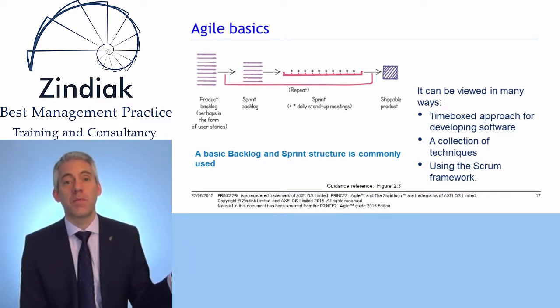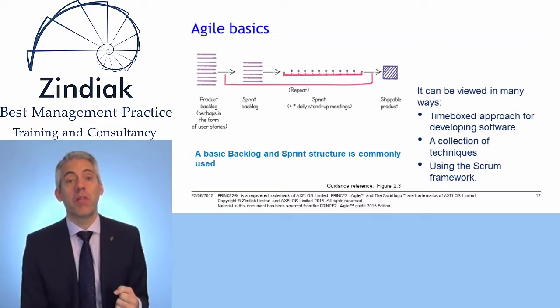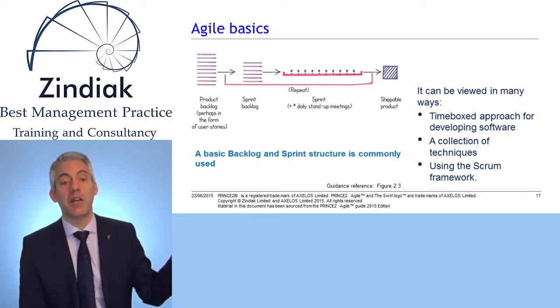This next slide shows an overview of what many people think Agile is. But you should know that PRINCE2 Agile views Agile as being much more than just a sprint approach. But this is a key part of Scrum, which is one of the key Agile frameworks. So as you can see on the left-hand side, there's a product backlog. And that effectively is all the requirements for your product or project.